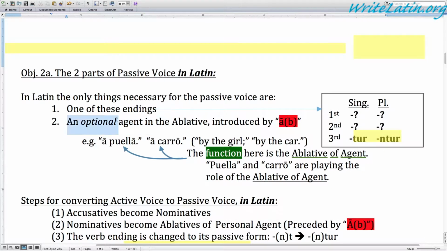And then the second thing you need, which is optional, is an agent in the ablative case introduced by ab. So, puella. Notice that puella is an ablative. Caro. Notice that caro is ablative. So, if I ever ask you, what's the function of caro? Well, what's its case? You would say, well, it's ablative case. But what's its function is personal agent. It's telling who the agent is. Agent, by the way, means the doer. Who is the doer? The true doer.